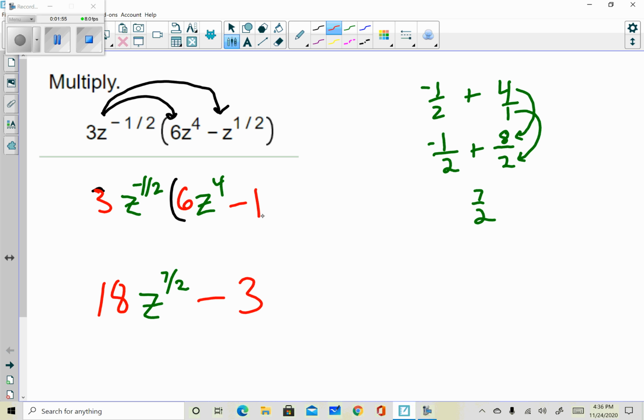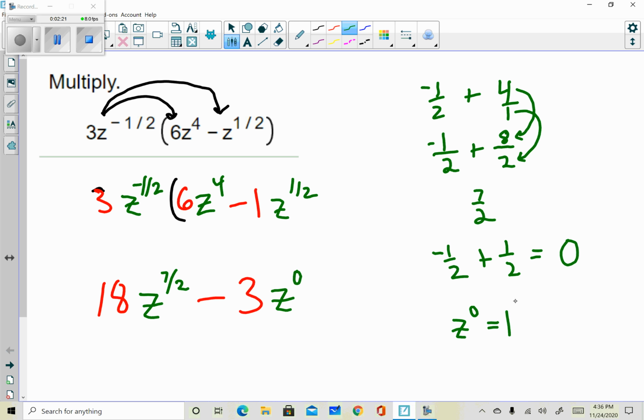And when we take z to the negative 1/2 and we need to multiply it to z to the positive 1/2, we keep the base and add the exponents, the negative 1/2 exponent and the 1/2 exponent. We add those and we get 0. But since anything raised to the 0 is 1, the final answer is 18z to the 7 halves minus 3, because this 3 is times 1. Z to the 0 is 1.